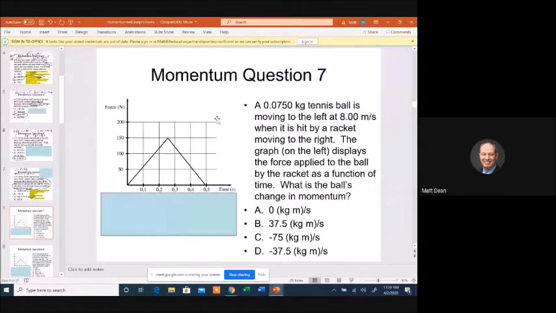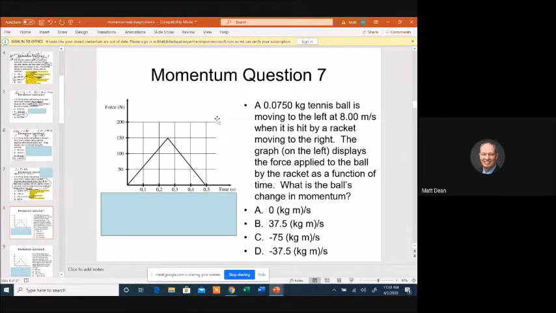All right, so here's another one. We've got about 3 or 4 more of these multiple choice, and then we'll look at some FRQs. So we've got a 0.0750 kilogram ball moving to the left at 8 meters per second when it's hit by a racket moving to the right. The graph displays the force applied to the ball by the racket as a function of time. What's the ball's change in momentum?